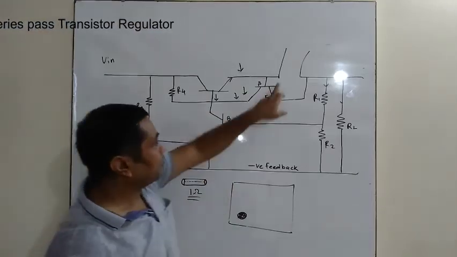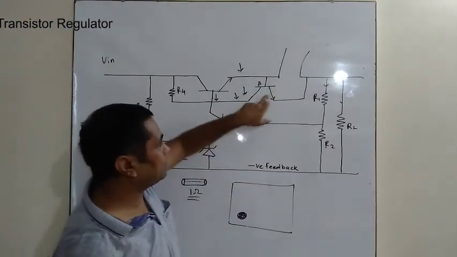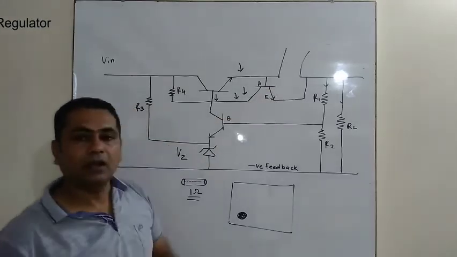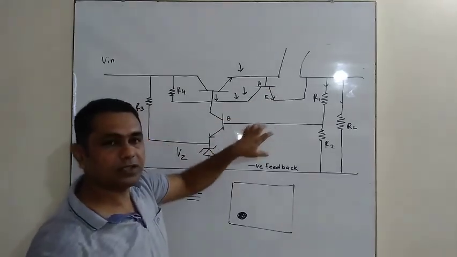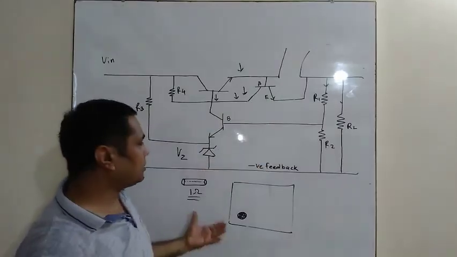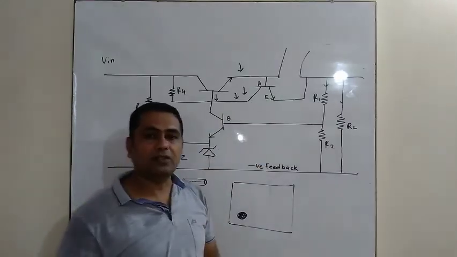So here the resistor and this transistor will provide current limiting as well as short circuit protection for this regulator. So this is all about the transistorized series regulator.